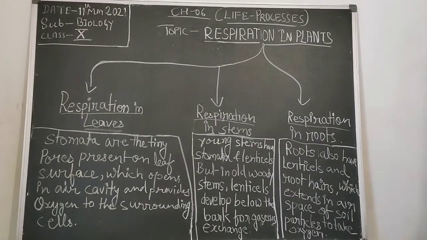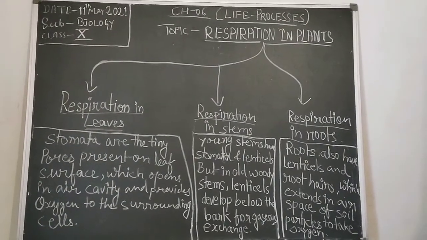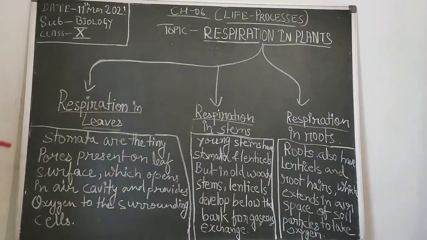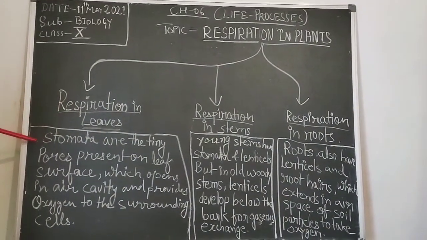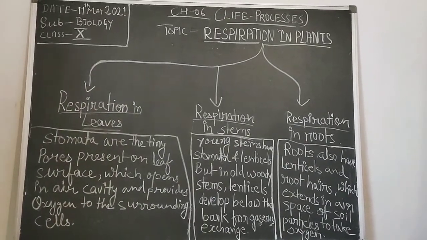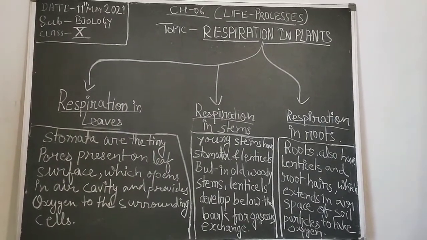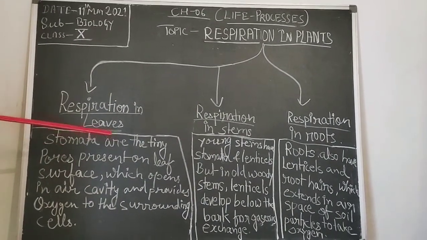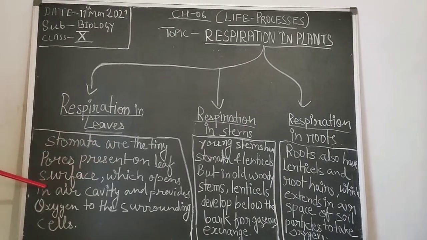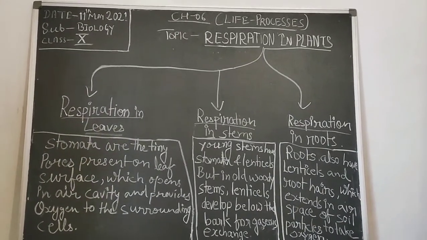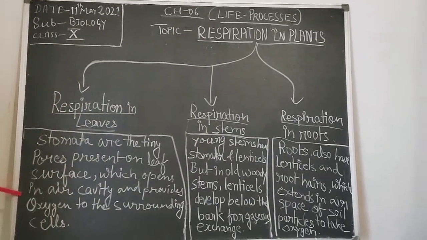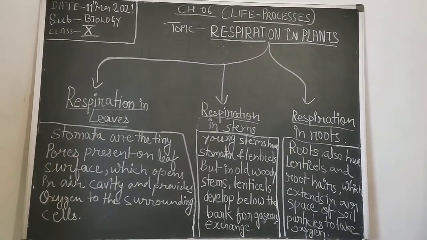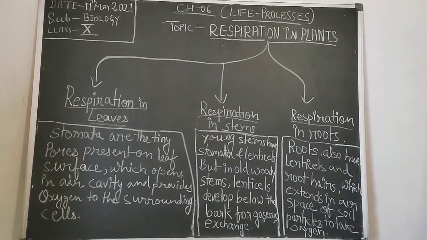Now let's see how the respiration process occurs in plants. First, it occurs in plants with the help of leaves. Students, leaves have stomata, which are tiny pores present on the leaf surface. These tiny pores open into air cavities and provide oxygen to the surrounding cells for the process of respiration.